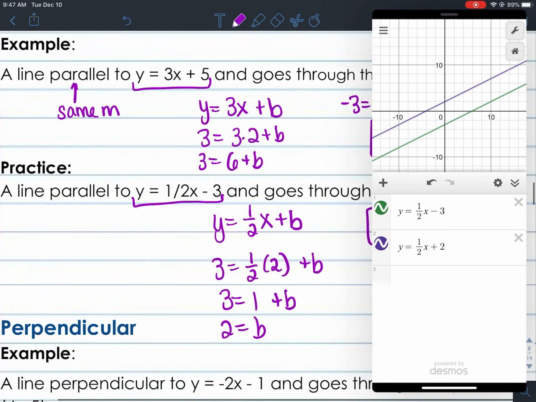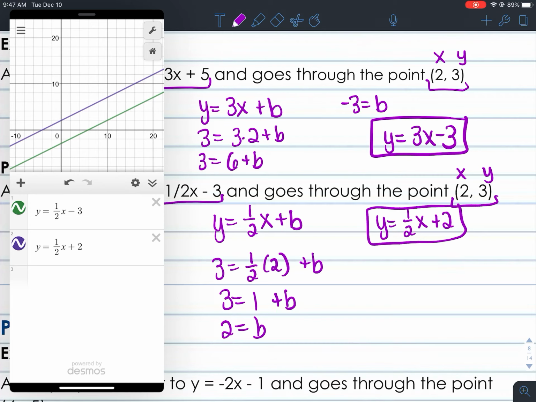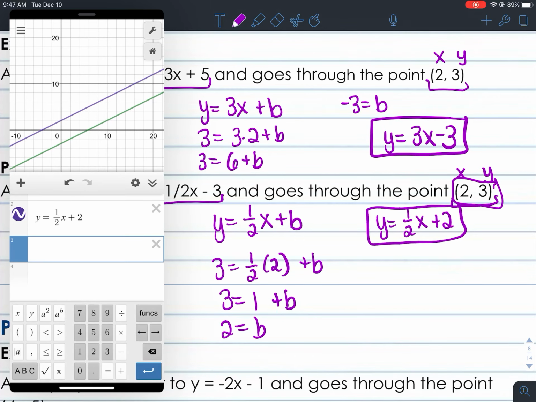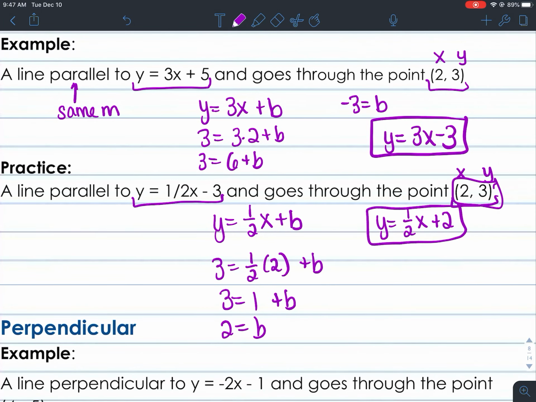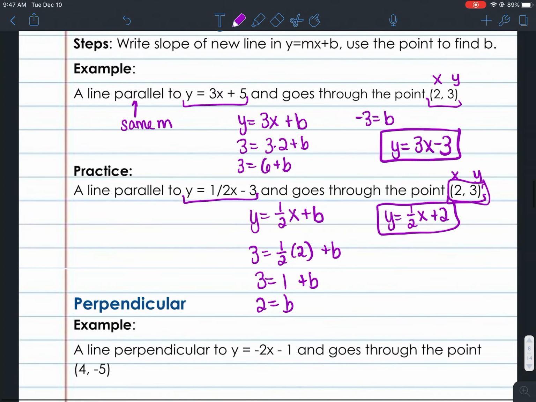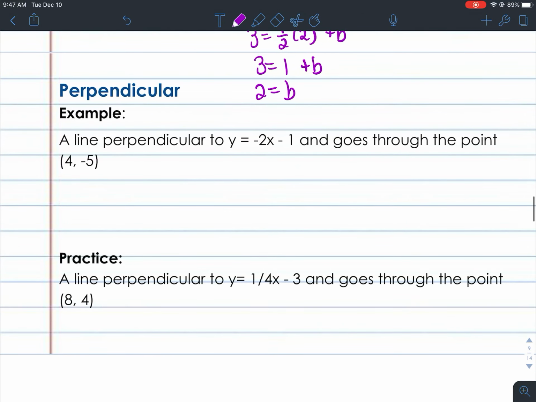The second part was the ordered pair. It went through (2, 3), right, that part there. So I can go ahead and type in the ordered pair (2, 3), and it should go through that purple line, the new line. So (2, 3), and there it is, going right through the purple line. So it's a really great check for that. Okay, so that was the first part of the second section of this lesson.